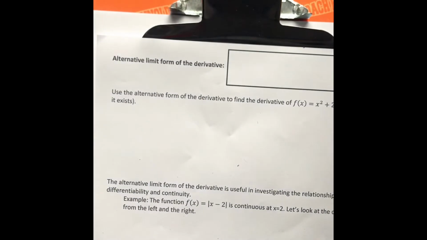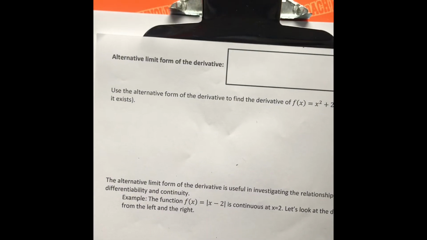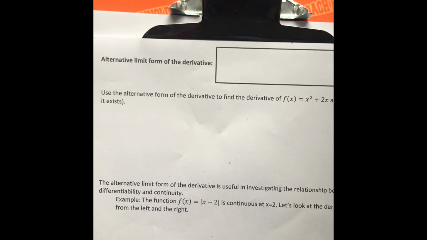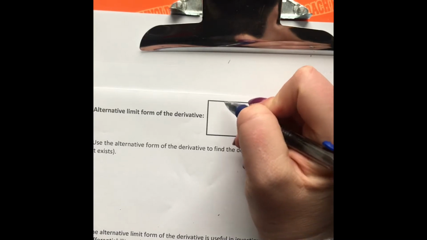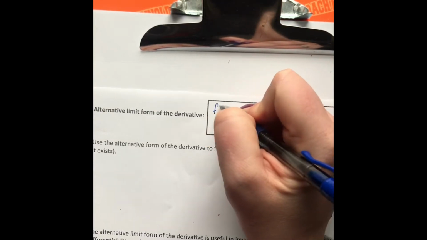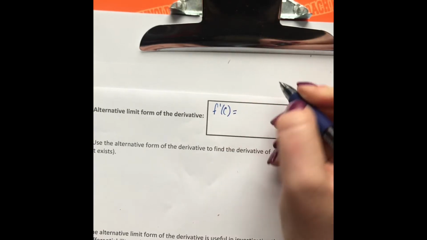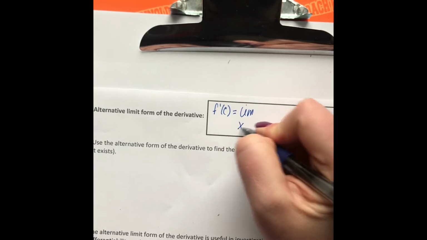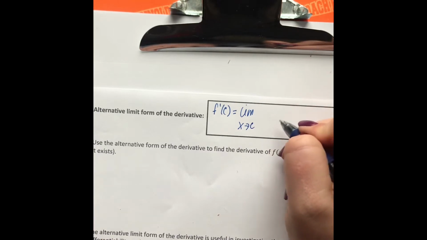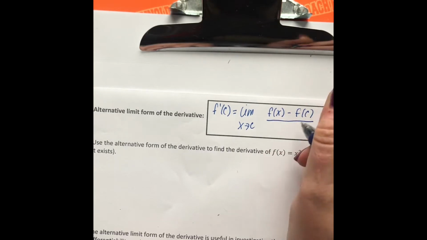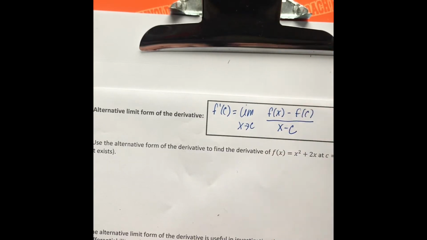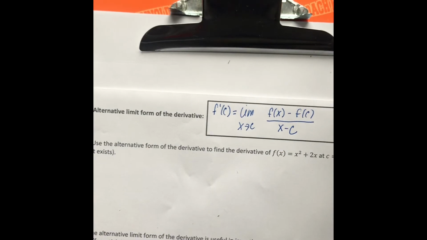So now today we are going to learn about another alternative form of the derivative, and this way is a little bit easier than the way that we've been doing. And this one is, we have f prime of c is equal to the limit as x approaches c, way easier than before, of f of x minus f of c all over x minus c. Way easier than the formula that we were working with before.